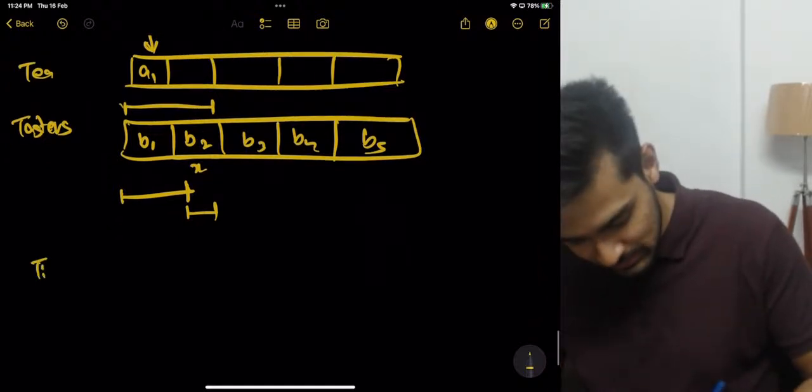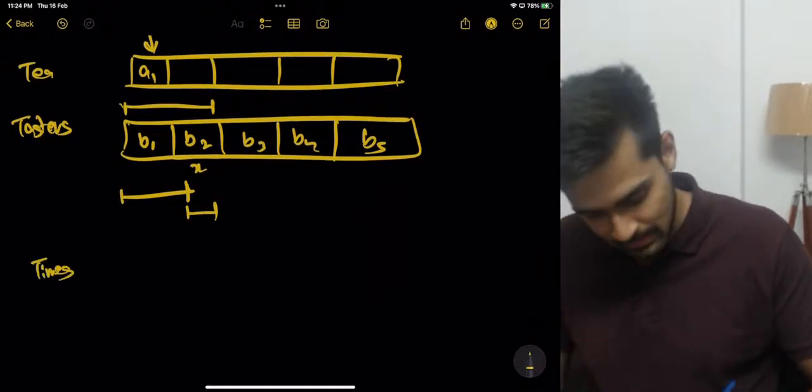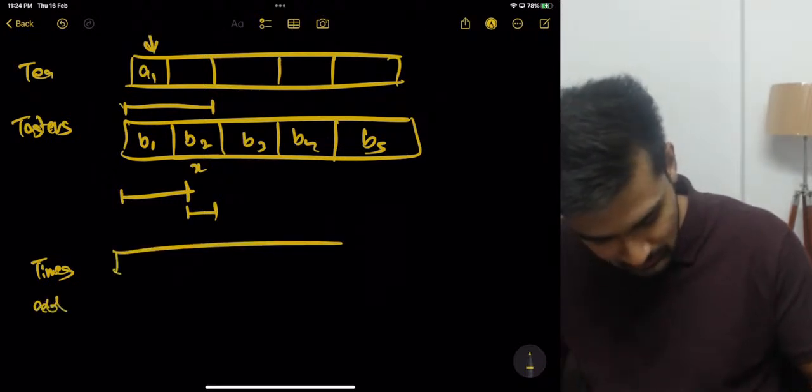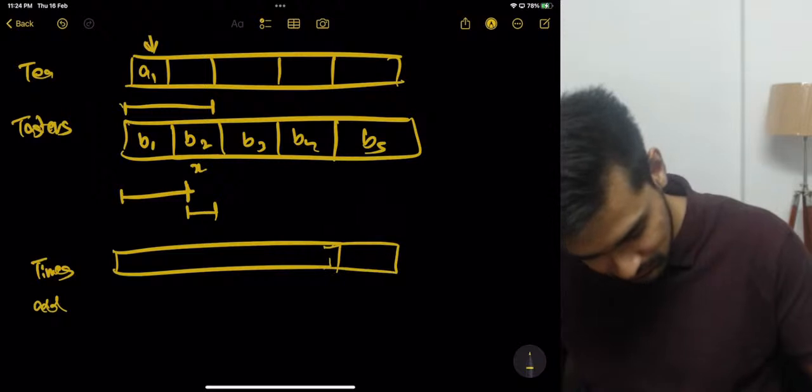Let's make two arrays now, times and add. Again, 5 indexes for these.